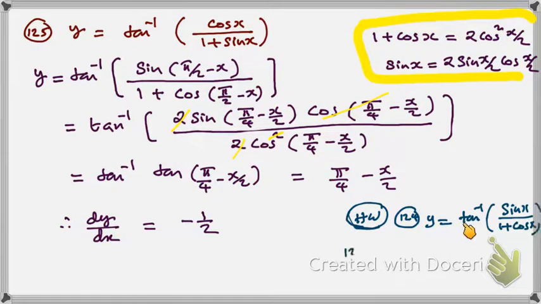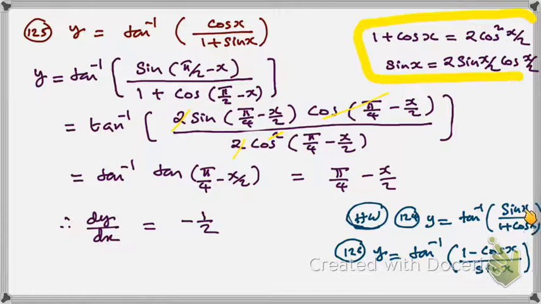Y is equal to tan inverse of sin x divided by 1 plus cos x. Because you know what is to be done, 1 plus cos x has a direct half angle formula, so it is easier than the one which we just finished. So 1 plus cos x will be 2 cos square x by 2 and sin x will be 2 sin x by 2 cos x by 2. So you take these two formulae and sub it in here and you will be able to do it. This is also a direct question.